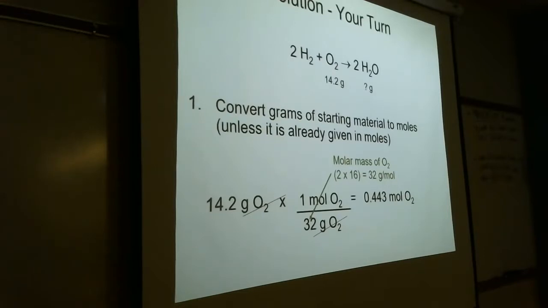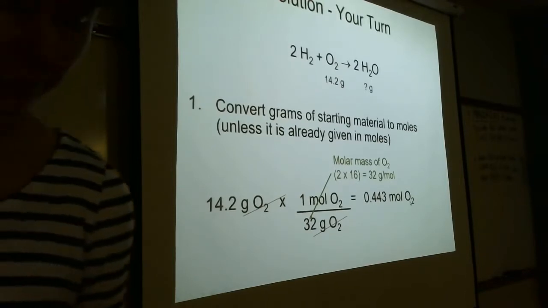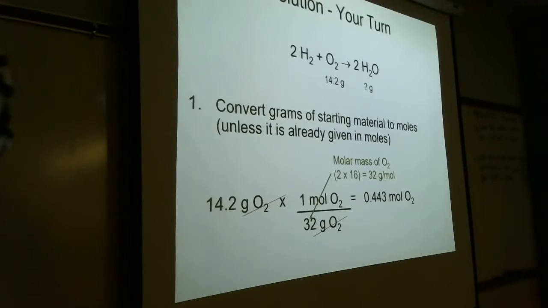When you do 14.2 divided by 32, you get 0.44375. So if you carried it out even further, that's fine. Because sig figs here don't matter, right? You're going to round to total sig figs at the end. You're going to round your final answer to 3 sig figs. So if you carried it out to 0.44375, that's fine, okay? Just make sure you're carrying out extra, at least 3. Questions on step 1? Did you get step 1 right?